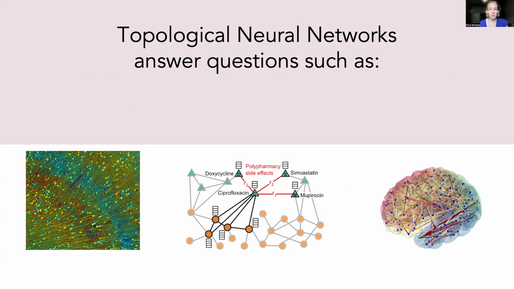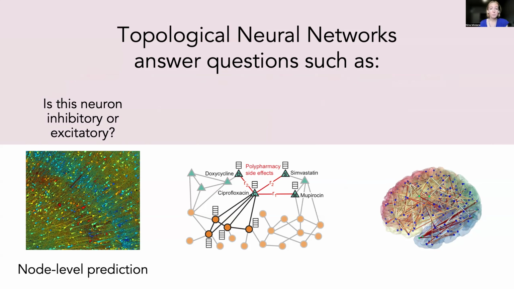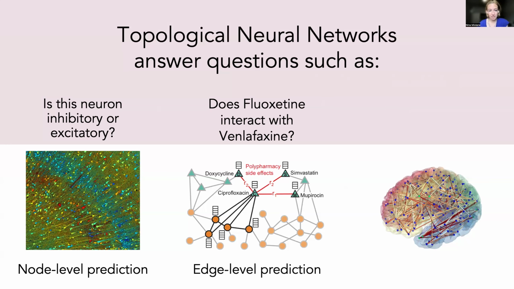This allows them to answer questions such as, is this neuron inhibitory or excitatory? That would be making a node level prediction, because in this system, the neurons are nodes. Or answering questions such as, does fluoxetine interact with venlafaxine? Here, that would be making an edge level prediction, because in this system the components, the nodes, are the drugs, and the relationships, the edges, are interactions between drugs. So if we want to predict an interaction, we want to predict whether there is an edge, or the strength of the edge, for example.